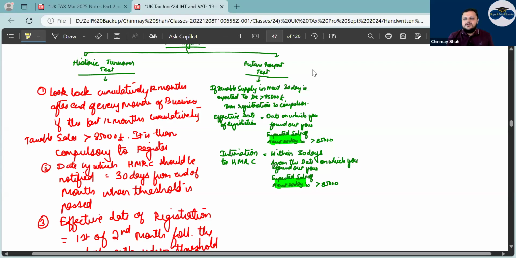So say you got a big order of 100,000. So you know now your sale is going to go in the next 30 days more than 85,000, correct? Then registration is compulsory. The effective date of registration is the date on which you found out your expected sale of the next 30 days is greater than 85,000. They generally ask you what is the effective date of registration. From that date only you charge VAT on all sales, and you have to intimate HMRC.